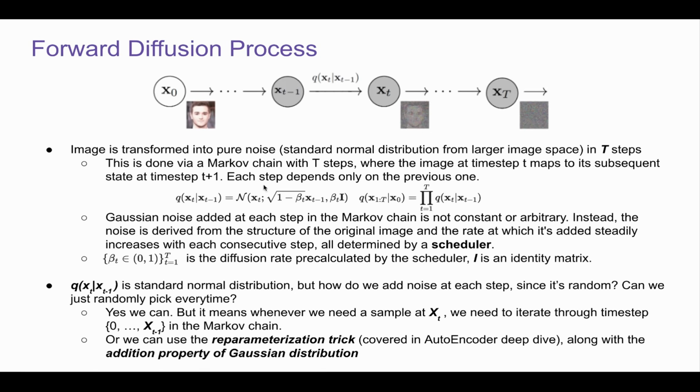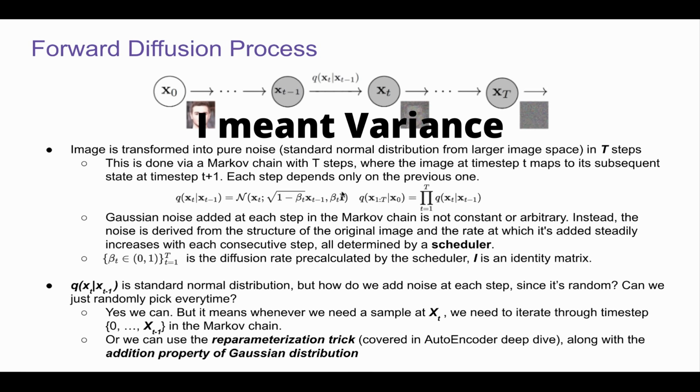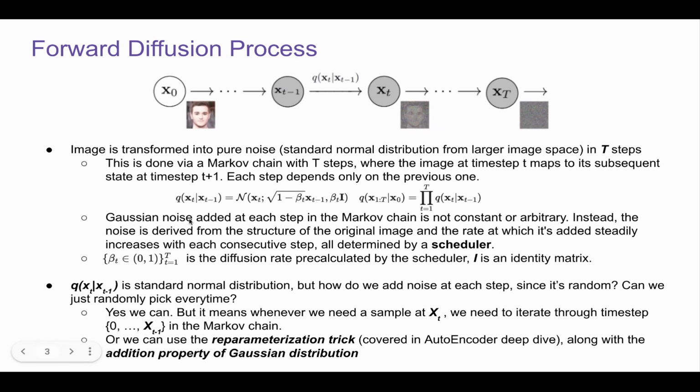And this is the expectation. This is the standard deviation. Gaussian noise, which is also standard normal distribution noise, is added at each step in the Markov chain. But it's not constant or random. Instead, the noise is derived from the structure of the original image, and the rate at which it's added steadily increases with each consecutive step. It's all determined by a scheduler. This beta t is the diffusion rate pre-calculated by the scheduler, and I here is an identity matrix.